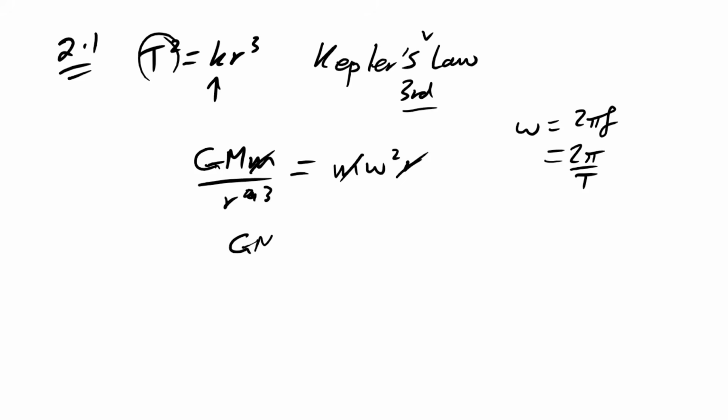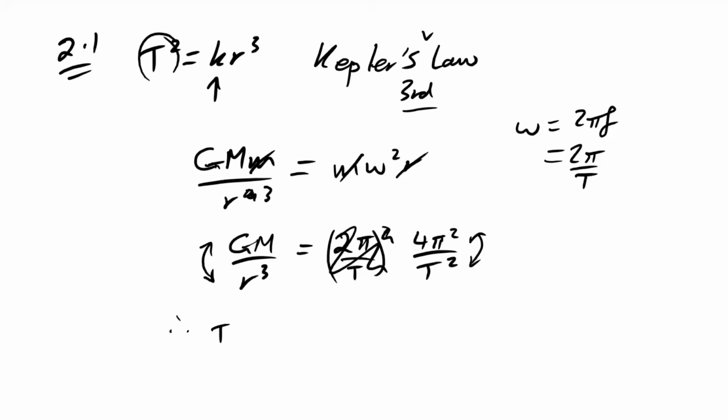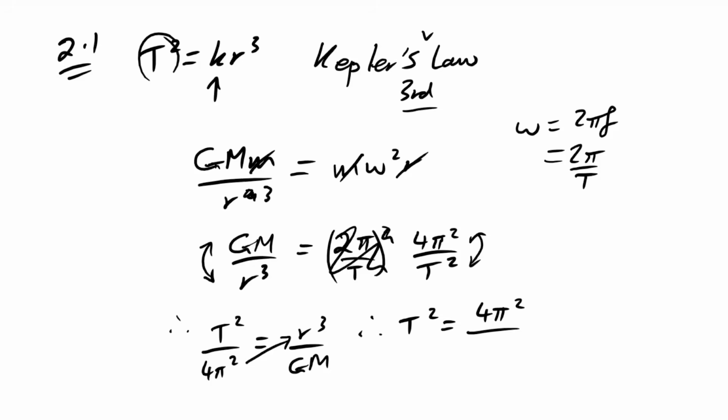So let's pop that in. So let's write it out. R cubed over GM is equal to 2 pi over T all squared, and so that's equal to 4 pi squared over T squared. So then we just need to rearrange everything. So I'll tell you what, let's flip everything on its head. So we end up with T squared over 4 pi squared is equal to r cubed over GM. We want T squared by itself, so let's pop the 4 pi squared over here. And sure enough, we end up with 4 pi squared over GM times r cubed. And this is our K.